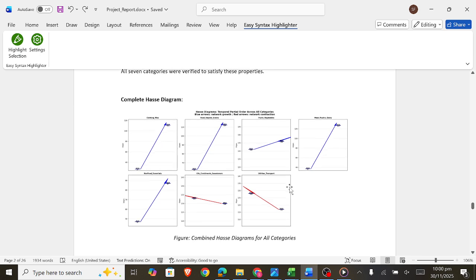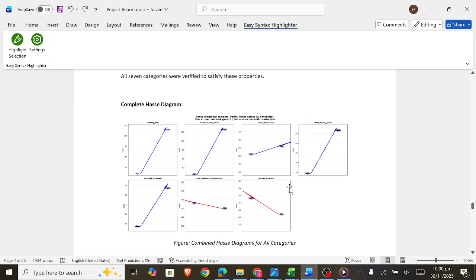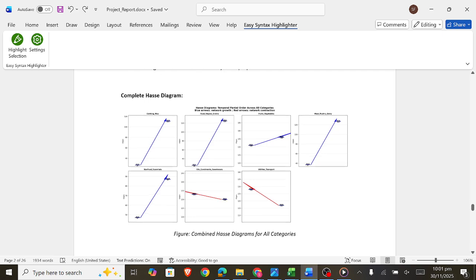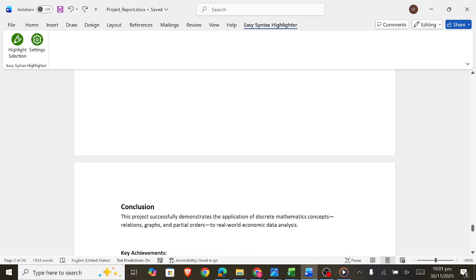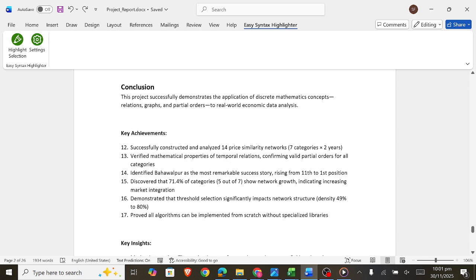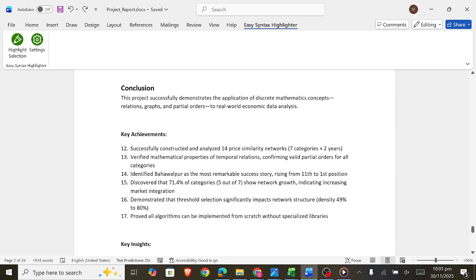So to conclude all of this, we analyzed over 18,929 price observations across 17 cities, verified the 71.4% market integration trend, discovered a remarkable 10 position rise, and confirmed mathematical validity through partial order verification. Now, Fizan, could you cover your part of the conclusion?